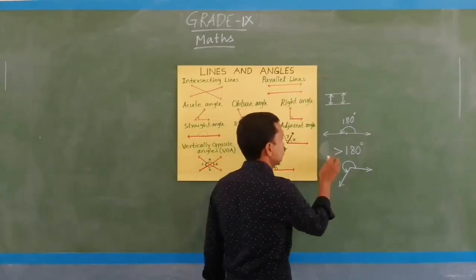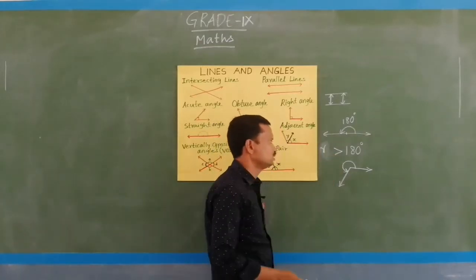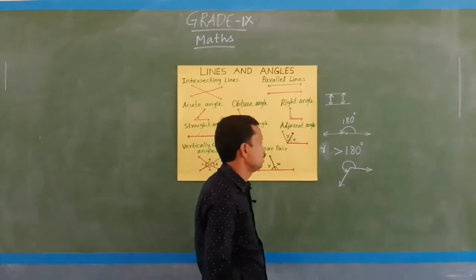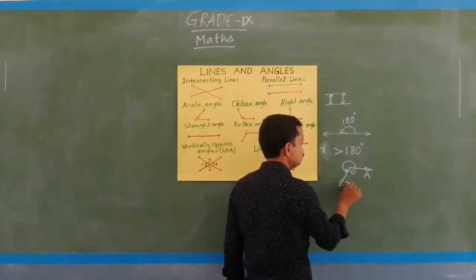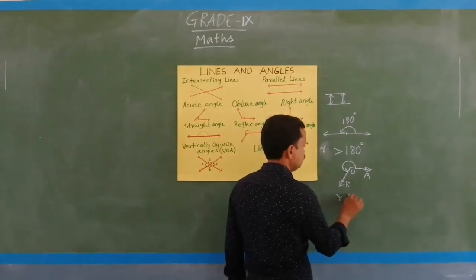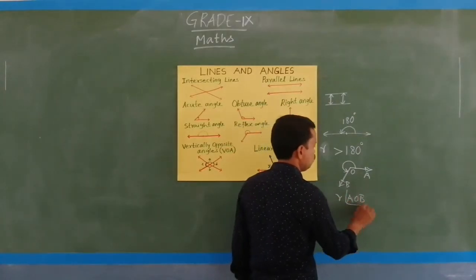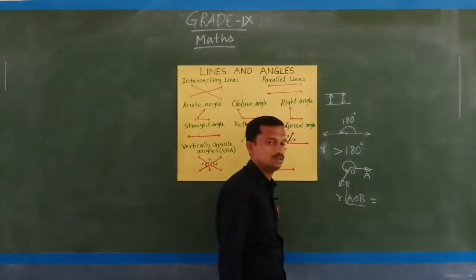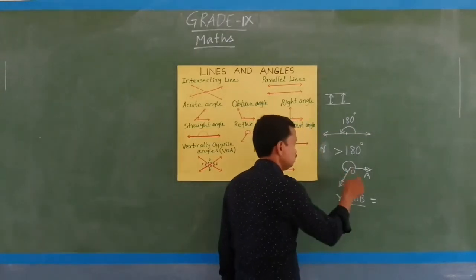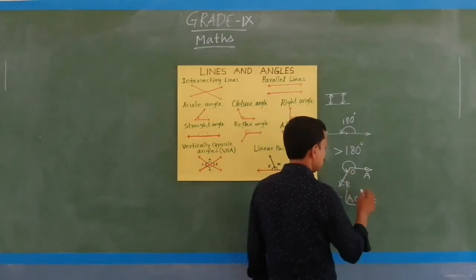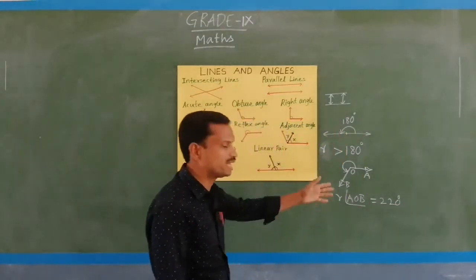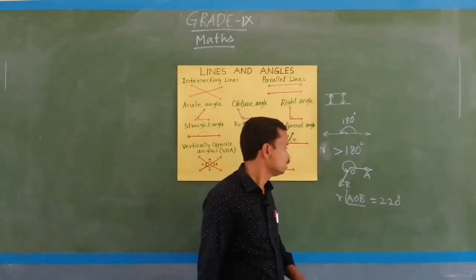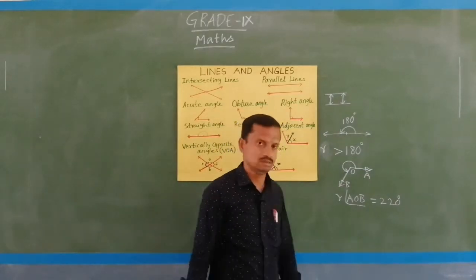For the reflex angle we put a small r before it. For example, if it is A, O, B, then reflex angle AOB is equal to, say, 220 degrees, and you can write it like that. This is more than 180, so we call it a reflex angle.